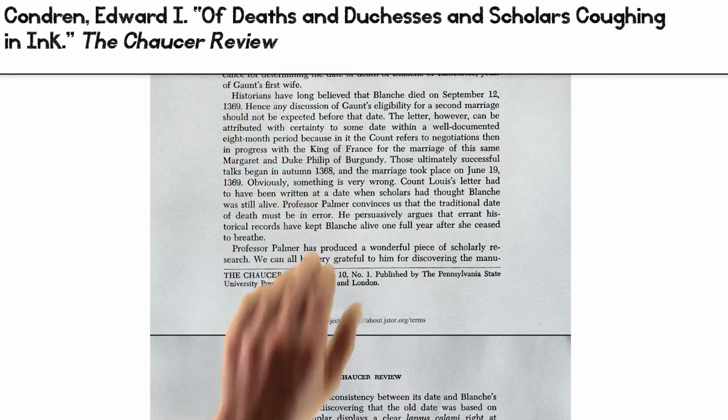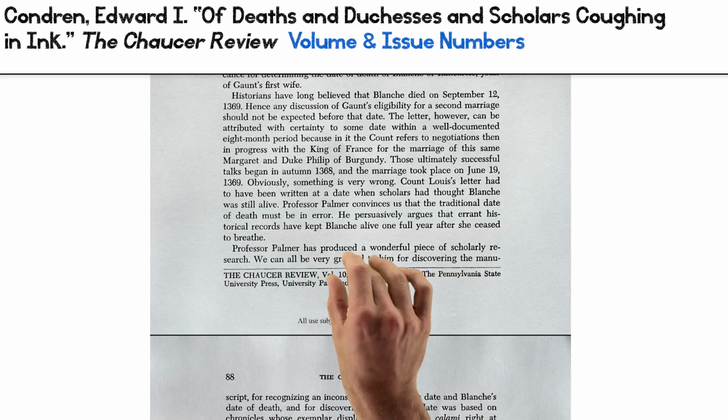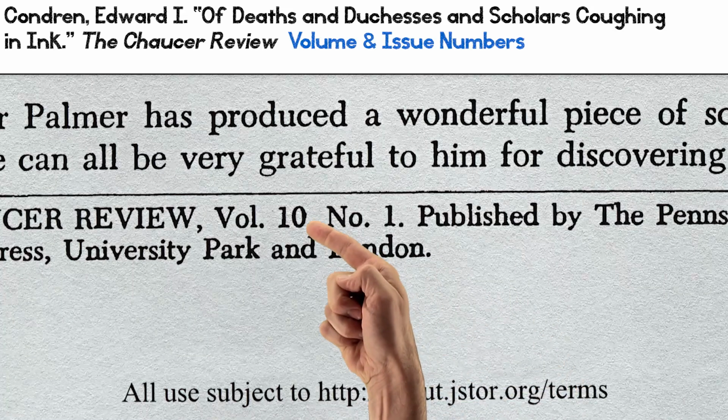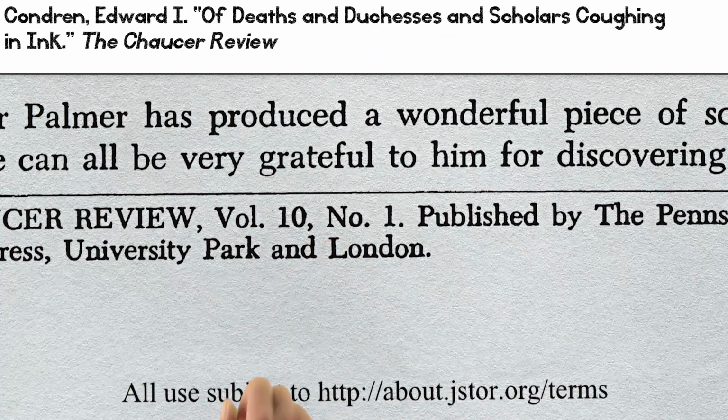They also have volumes, issues, and dates. Each volume contains multiple issues. It's kind of like how TV shows are produced in seasons and episodes. Seasons are like volumes. Episodes are like issues. This article came from Volume 10, Issue 1. We indicate this by putting a comma after the journal title, a space, then VOL, short for volume, a period, the number 10, a comma, NO, short for issue number, a period, and the number 1.